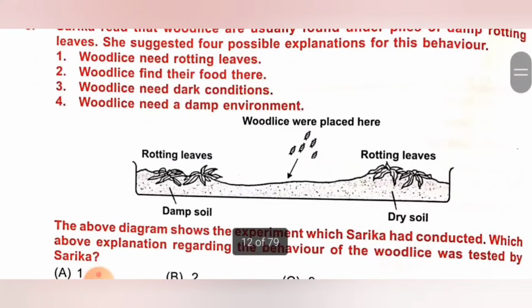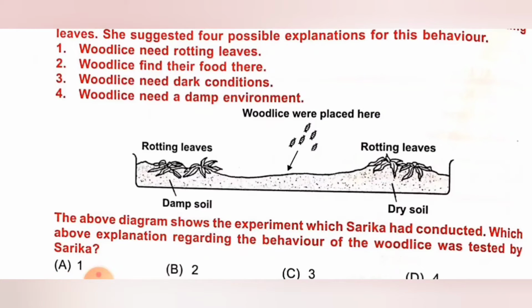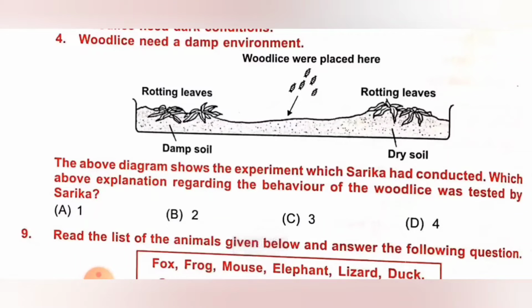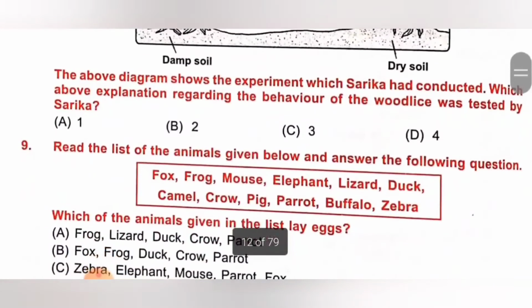So, please refer to the given explanation. Sarika had placed the woodlice between damp soil and dry soil. This means she was checking in which direction woodlice would go, whether towards damp soil or towards dry soil. Thus, she was testing whether woodlice need a damp environment or not. So, the fourth option, D, is the correct answer, because she needs to check whether woodlice need a damp environment or a dry environment. So, option D is the correct answer.